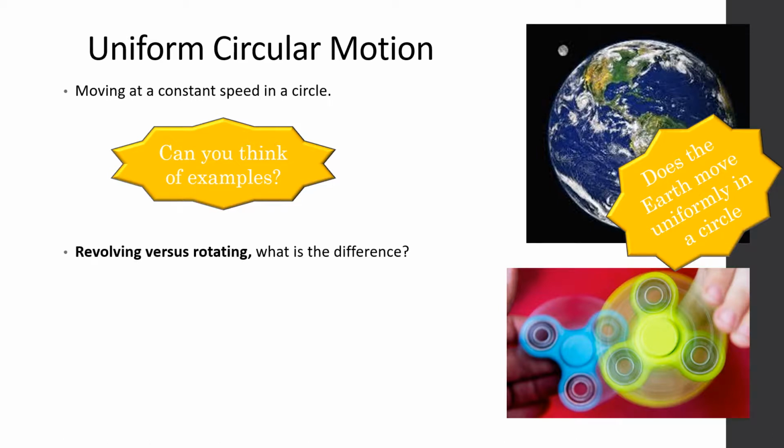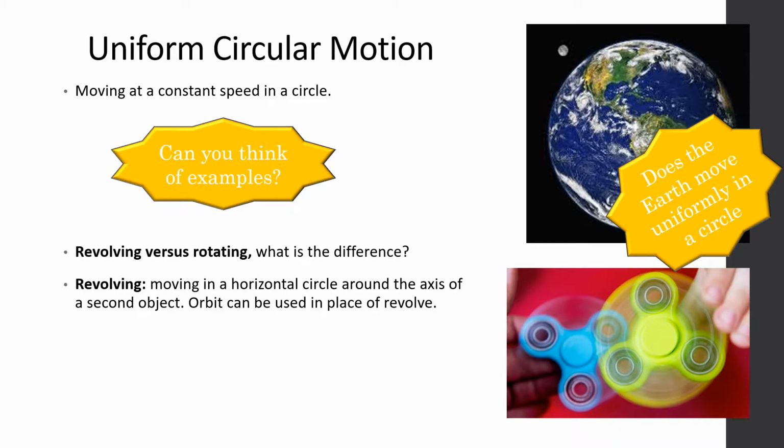So one thing that comes up when we think about circular motion is the difference between revolving and rotating. So what is that difference? Often we think about these terms in terms of the Earth, so you will hopefully have come across it in the junior years in Earth science. So revolving is moving in a horizontal circle around the axis of a second object. Orbit's often used in place of revolve. Rotating is when an object moves in a circle on its own axis.